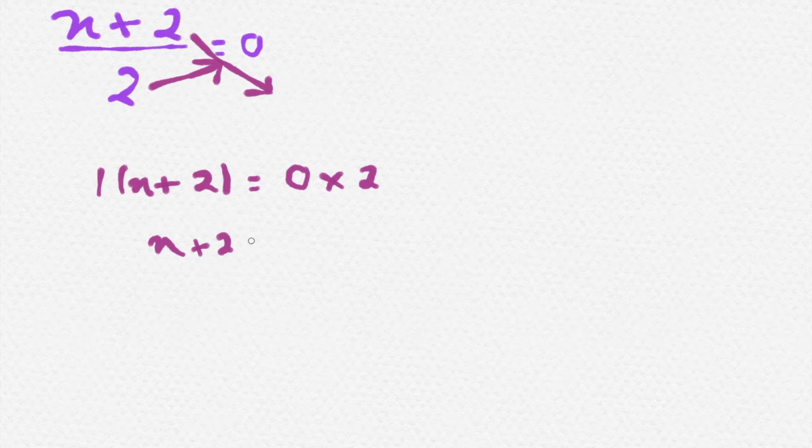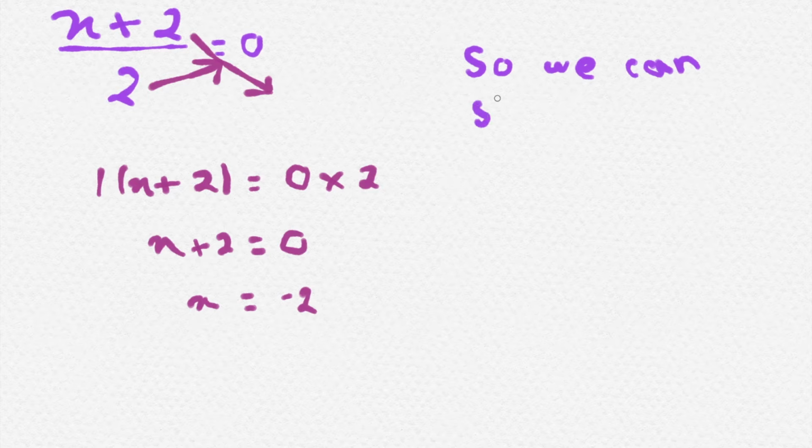Once you expand, this will give you x + 2 is equal to 0 times 2, which is 0, and therefore you have x is equal to minus 2. So what we can understand at the end is that we do not need to write this step.